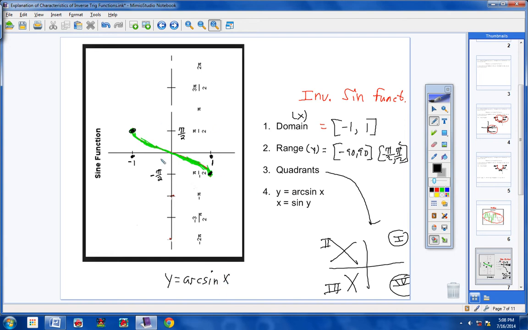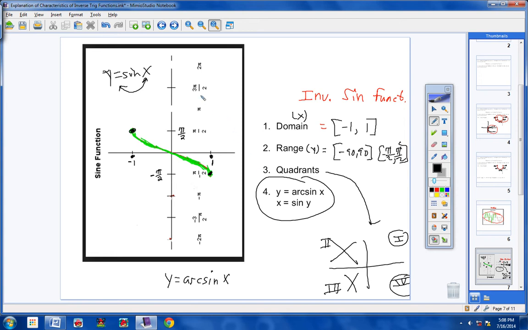Another way to write the inverse sine function would be x equals sine of y. Notice you're used to y equals sine of x. Well, we flip-flop the y and the x, and we put x equals sine y. These are two different ways that you could represent this graph over here, okay? All right, so please make sure you have all this information written down over here, numbers 1 through 4.